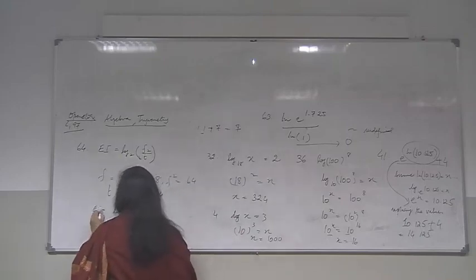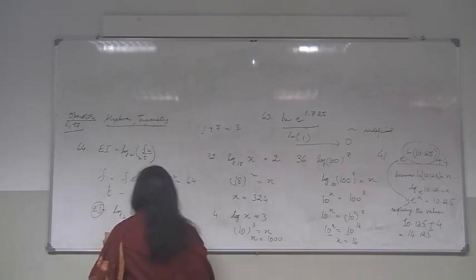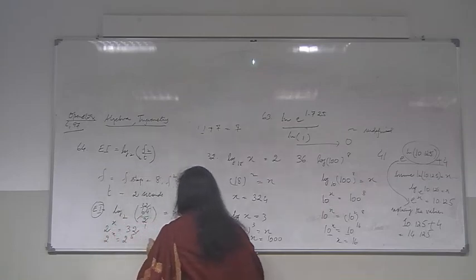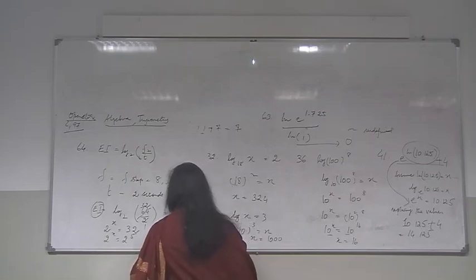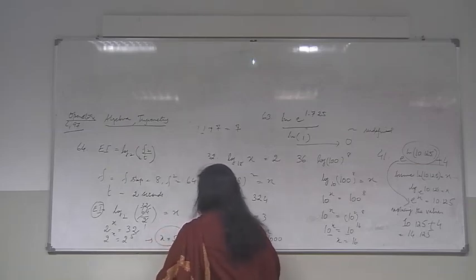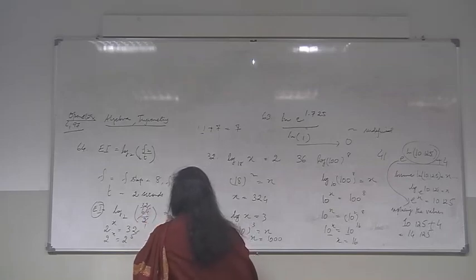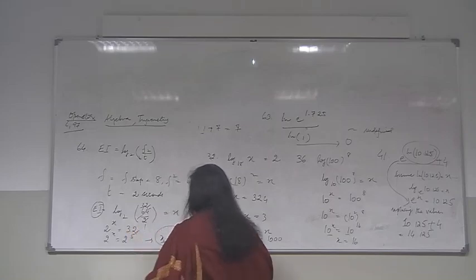So EI is simply, you can say this whole equation is equal to x. So 2 raised to power x would be equal to 32. And now we know that this can be written as 2 raised to the power x equals 2 raised to power 5, and x in this case would be equal to 5. So that means our exposure index, which we equated to x, is actually equal to 5.